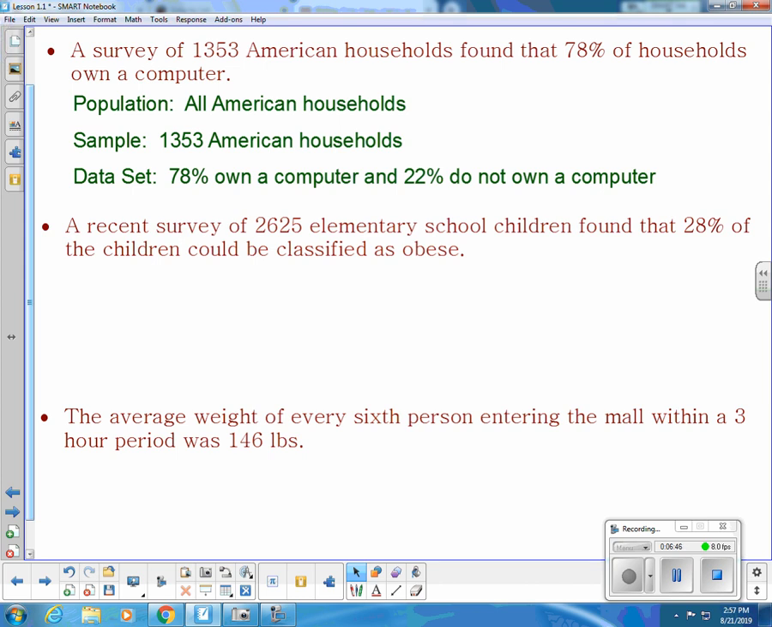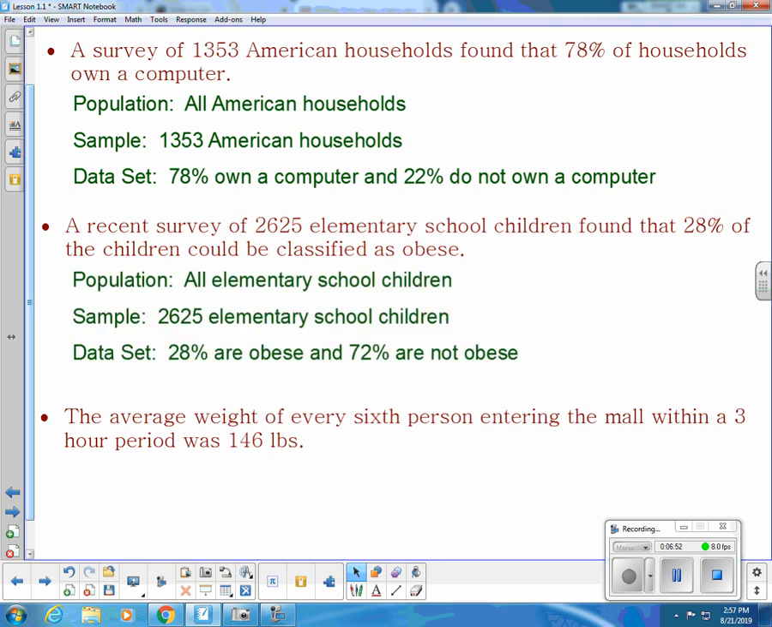Okay. In the second one, we have a survey of 2,625 elementary school children. So the population is going to be all elementary school children. The survey is only talking about the sample of 2,625 elementary school children. And the data set is 28% are obese and 72% are not obese.